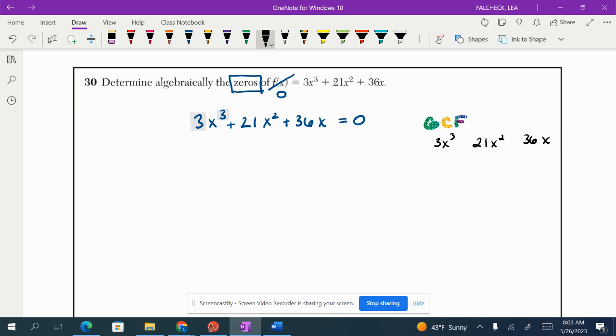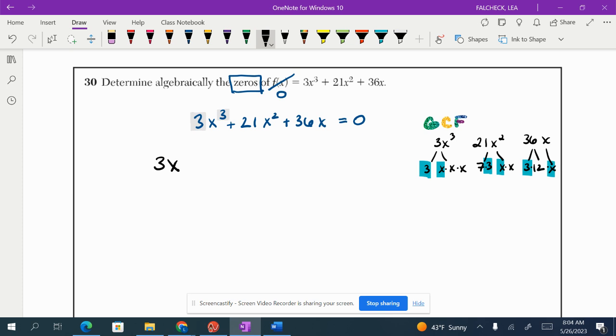Well, in order to make a 3, I would just have a 3, right? And then to make an x cubed, I would have x times x times x. To make a 21, I've got 7 times 3. To make an x squared, I have x times x. To make a 36, I've got 3 times 12. And then the x is just over here. So what are the things that they all have in common? They've got a 3, and they've got an x. Therefore, our GCF that we're pulling out of each term is going to be a 3x.